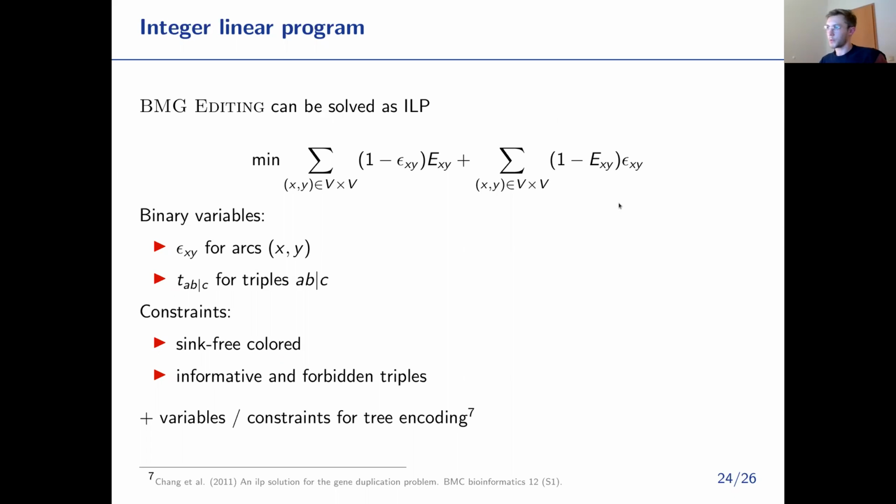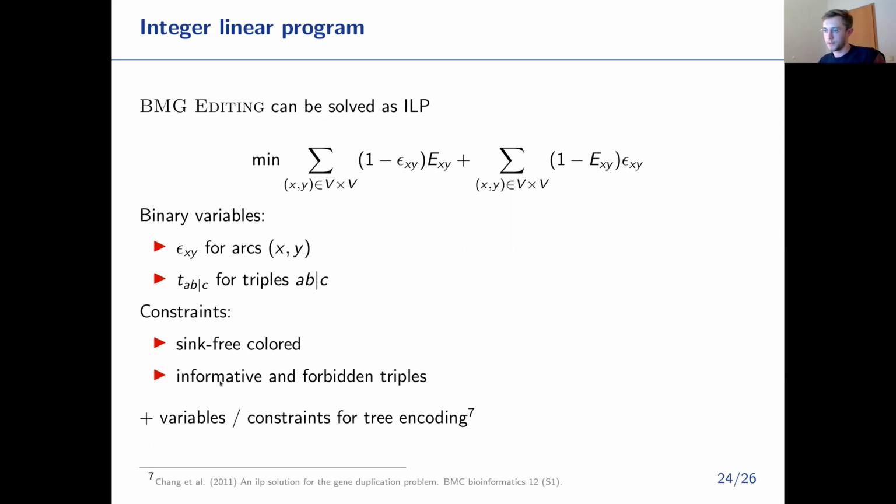And what we actually did is we explicitly modeled a tree using ILP variables and constraints. This is done by using variables and constraints from this paper here. And we additionally added binary variables for all possible triples, and then used our characterization of BMGs that says that a BMG must be symmetry colored. So every vertex has an out neighbor of every other color.